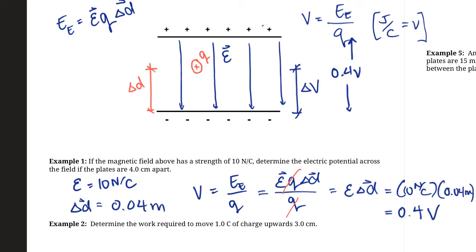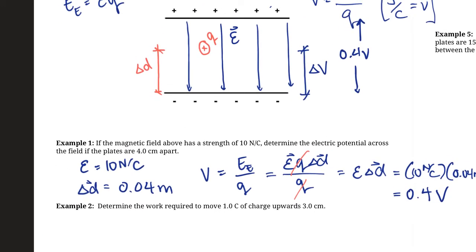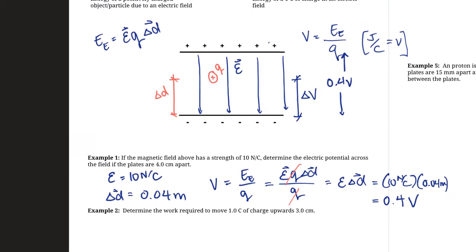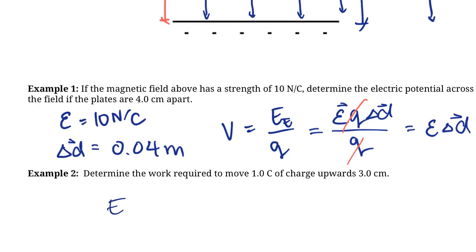It's the same idea. So the next question is saying, determine the work required to move 1 coulomb of charge upwards 3 centimeters in that same field. So when we're talking about work, we're saying how much energy it is going to gain. So we can really just use our equation for electric potential energy to determine that. The energy that it's going to gain is epsilon Q times delta D. And we know the field strength. We know the charge is just 1 coulomb. We know the delta D, we're moving it upwards 3 centimeters, so we just have to plug it in.